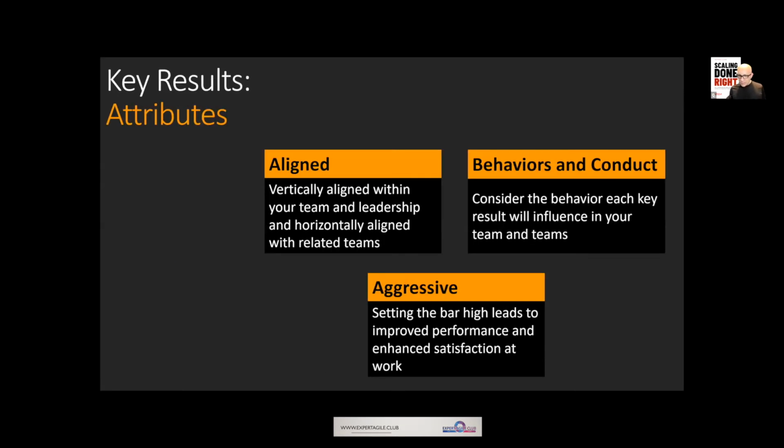Now, key results also have attributes, right? They have to be aligned vertically, which I showed from Intel in 1980, and horizontally, which we're going to talk about in a little bit. What behavior you are going to influence, and be very careful with this, okay? If you are not careful, you're going to end up with things like: we have too many bugs, so we have to create a metric for bugs. And guess what? Everybody's only going to look at that, right? So be very careful with behavior influencing of this. Aggressive, yes, we have to set the bar high because that usually improves performance. We'll talk about this in a little bit.